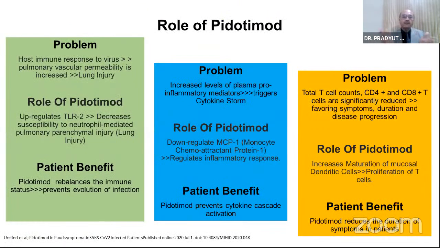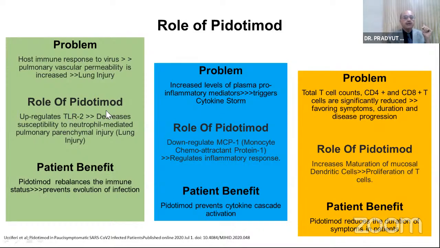So what can our immunomodulators do here? If you see, some research has been done with pidotimod. Now, if you see the first problem, the host immune response to the virus is excessive, with increased production of pro-inflammatory cytokines causing lung injury, resulting in increased permeability, pneumonia, pulmonary edema, and then ARDS.